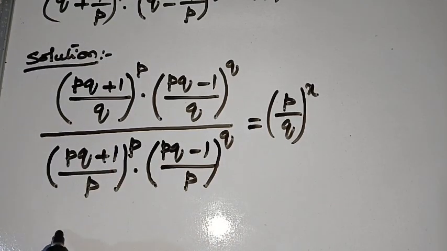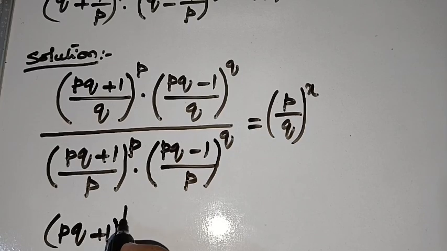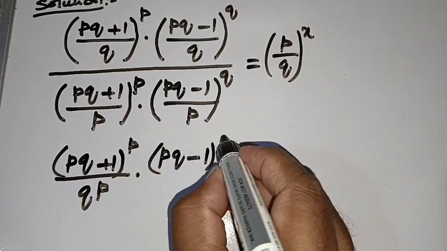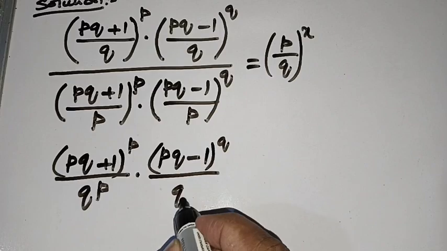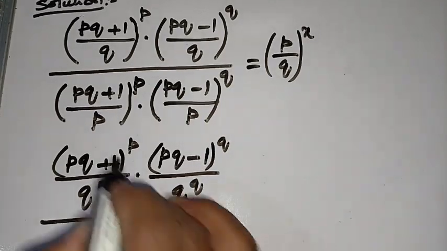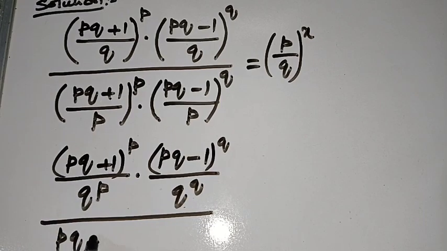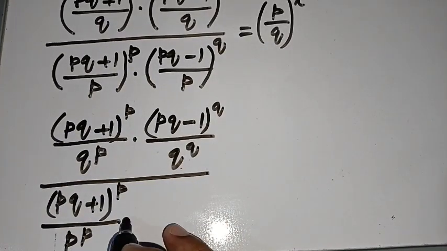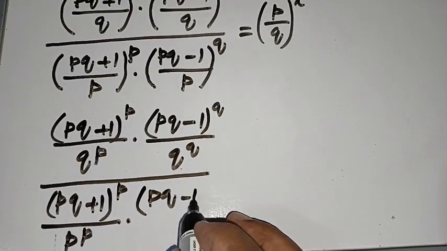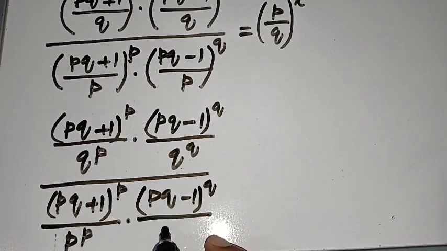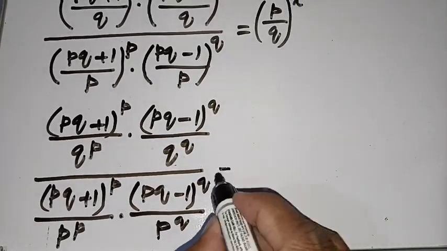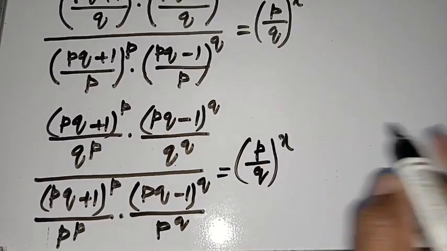(pq + 1)^p divided by q^p times (pq - 1)^q divided by q^q, divided by this one, (pq + 1)^p divided by p^p times (pq - 1)^q divided by p^q, is equal to (p/q)^x.